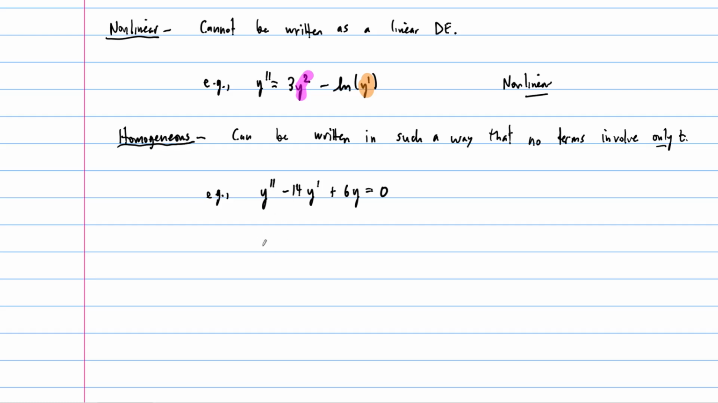But we could also do something like sine of t y prime minus natural log of t squared y equals 0. And so these are both homogeneous because they don't involve any terms that have only t's, right? So it's okay to have t's in these coefficients, but there's no term that has only t's. All right? So these are homogeneous differential equations.